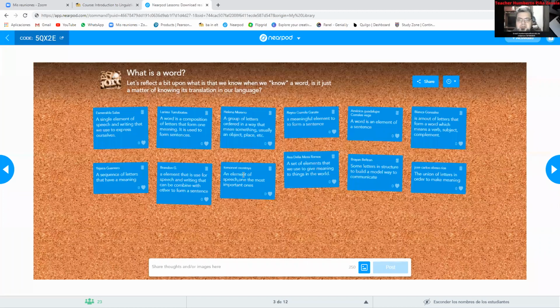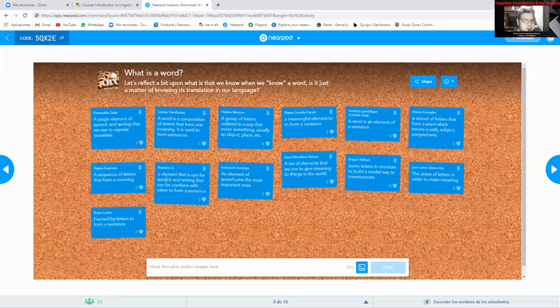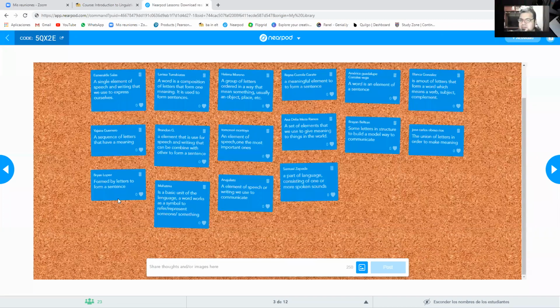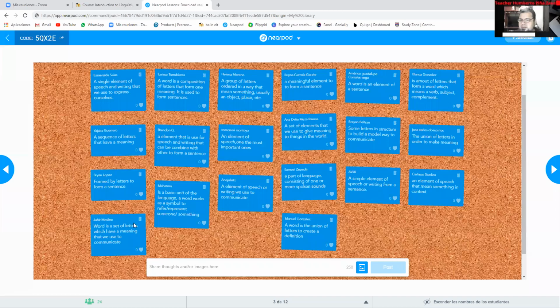Element of speech, one of the most important ones. Set of elements that we use to give meaning to things in the world. Some letters in structure to build a model way to communicate, the union of letters in order to make meaning. Words are formed by letters to form a sentence. It is a basic unit of the language. A word is a symbol to represent, refer to something or someone. Words are a set of letters which have a meaning we use to communicate. That in speech or writing we use to communicate. A part of language consisting of one or more spoken sounds.